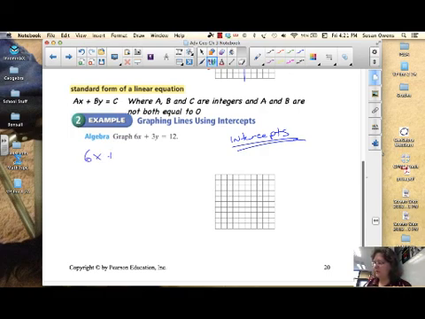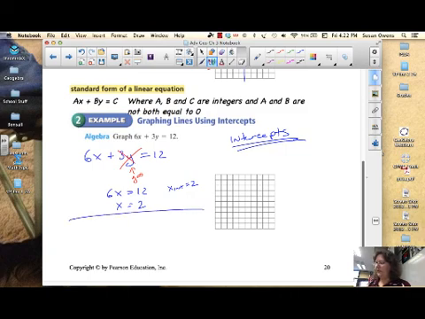So 6x plus 3y equals 12. First thing I do is I find the x-intercept. So the x-intercept is where y equals 0. Well, if y equals 0, then 3 times 0 is going to be 0, and this whole term is going to drop out. So what you end up getting is 6x equals 12, and if you solve that, x equals 2. So when y is 0, x equals 2, so my x-intercept is 2.